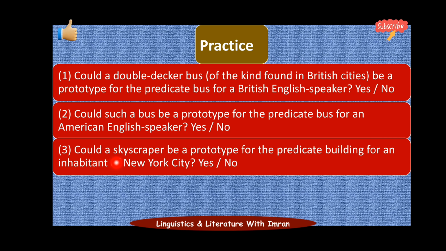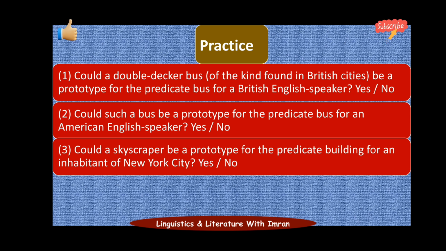Third, could a skyscraper be a prototype for the predicate building for an inhabitant of New York City? Of course, because the person is living in New York. And if you utter the word building, right? So could a skyscraper be a prototype for the predicate building for an inhabitant who is living in New York, because in New York City we have very large buildings. So if a person is an inhabitant of New York and you say building, what comes to mind would be a skyscraper.